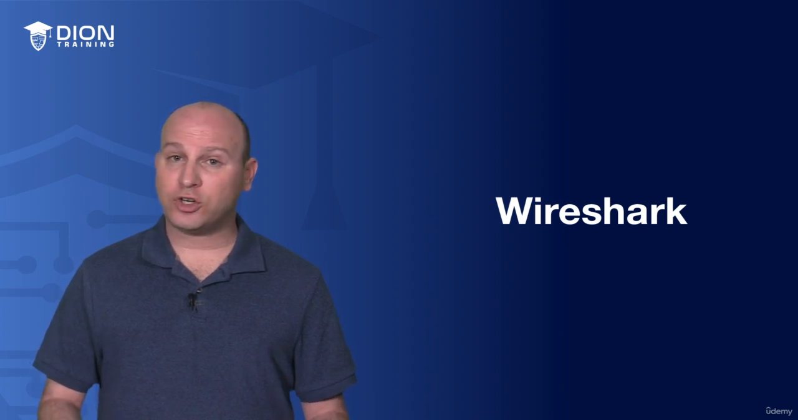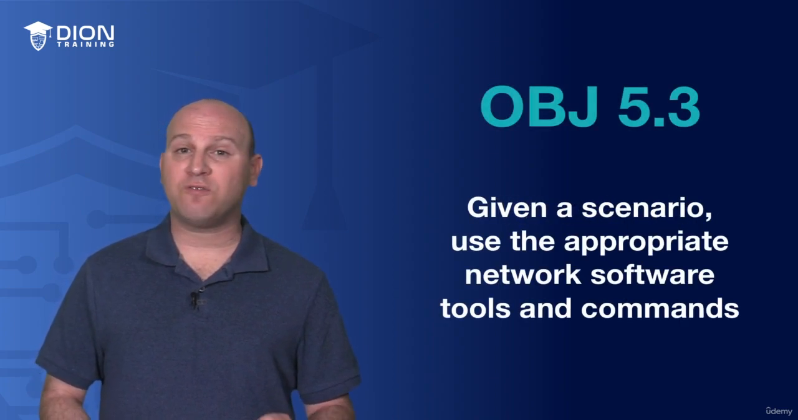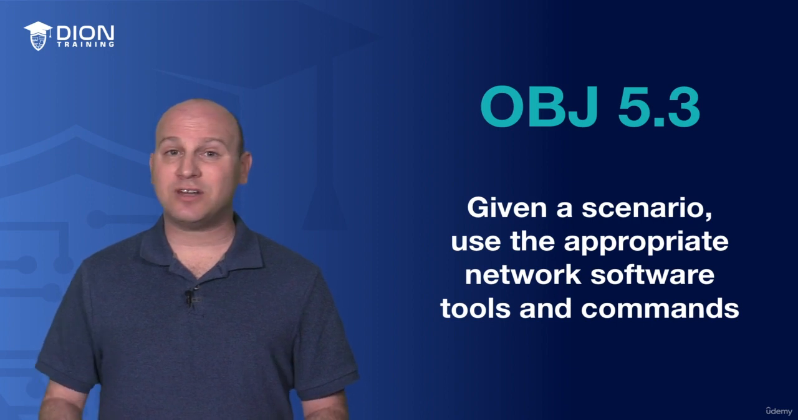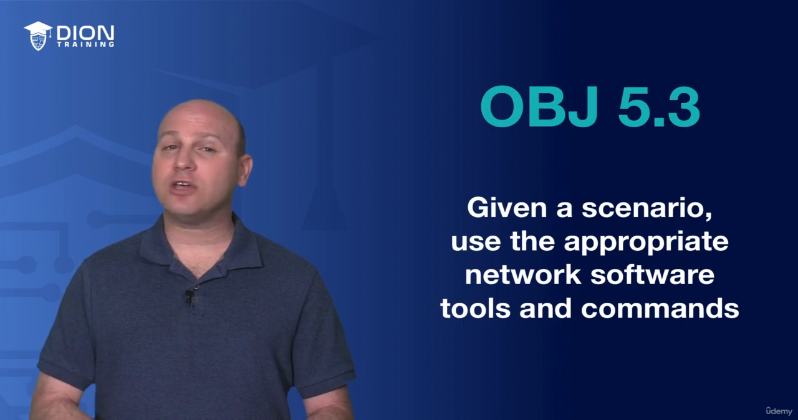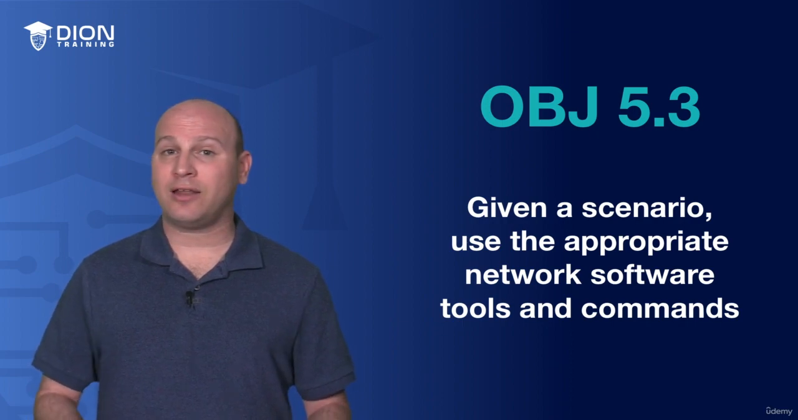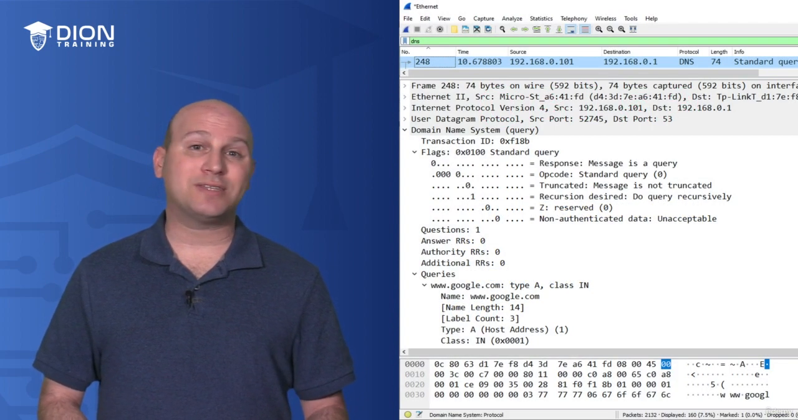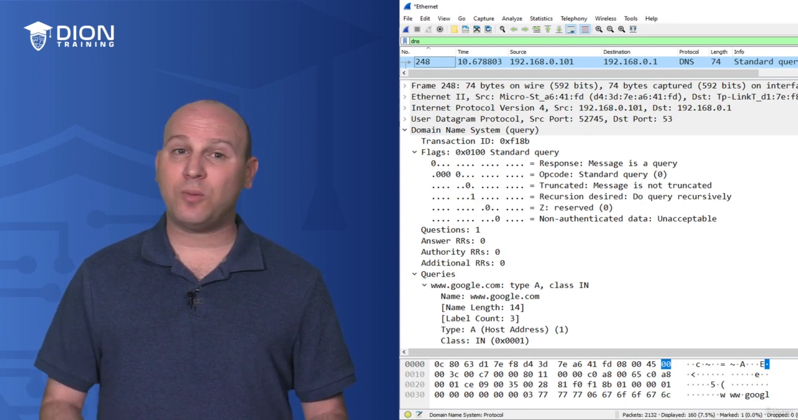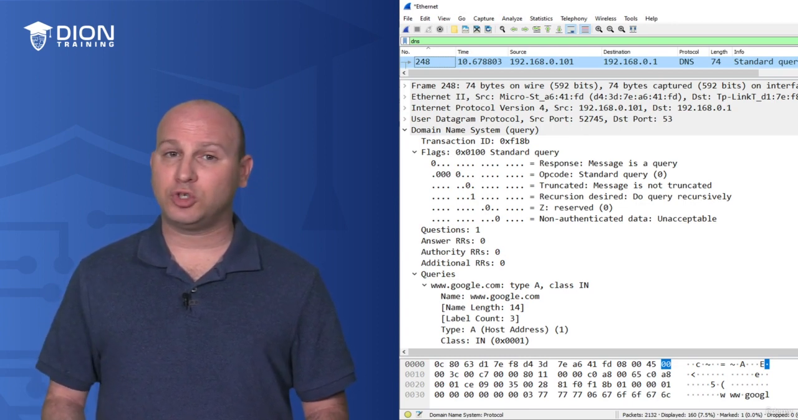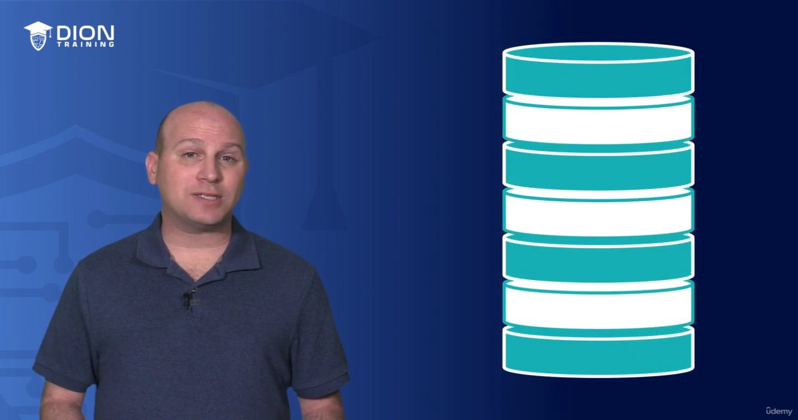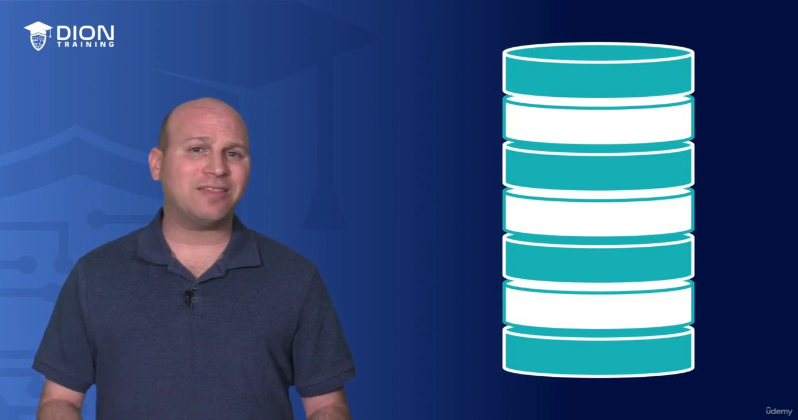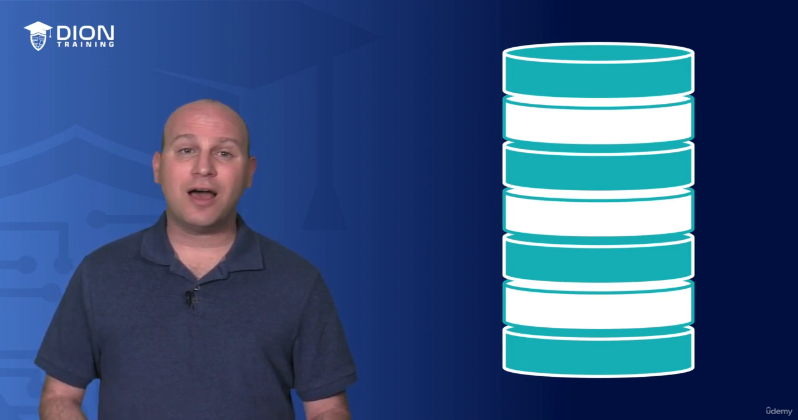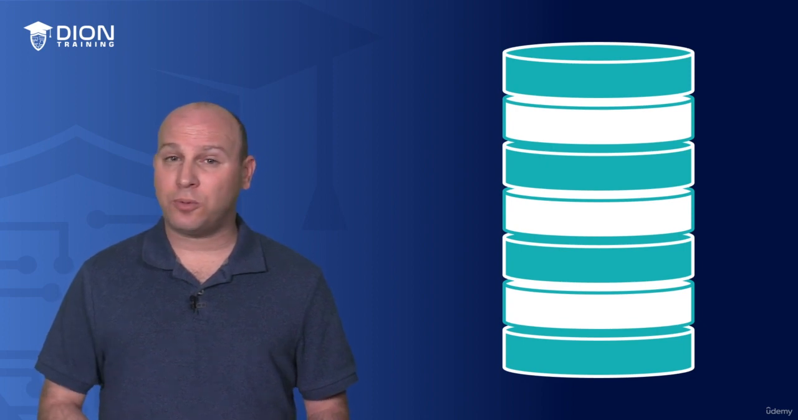This tool, Wireshark, is specifically listed under Objective 5.3, which states, given a scenario, use the appropriate network software tools and commands. Wireshark is a really helpful tool that's used a lot in troubleshooting, but even the OSI model itself can be helpful as a framework to think through when you're doing your troubleshooting too. These 7 layers of the OSI model are useful when you're trying to troubleshoot a network because if I have a problem and I can think about it from all the different 7 layers, I can start to identify exactly where the problem is, and then I can troubleshoot it appropriately.